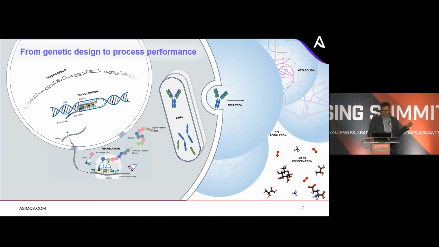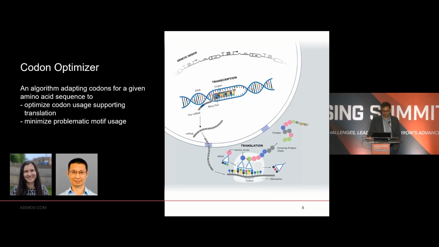Now, of course, we're not only concerned with secretion and the expression, right, but we're also concerned with metabolism because it both supports and competes with expression of our gene of interest. And we're concerned with the proliferation of the cells in culture because that scales but also competes with expression of our gene of interest and with the titer that we ultimately achieve. So first, I'm going to zoom into just the effect of genetic design on translation.